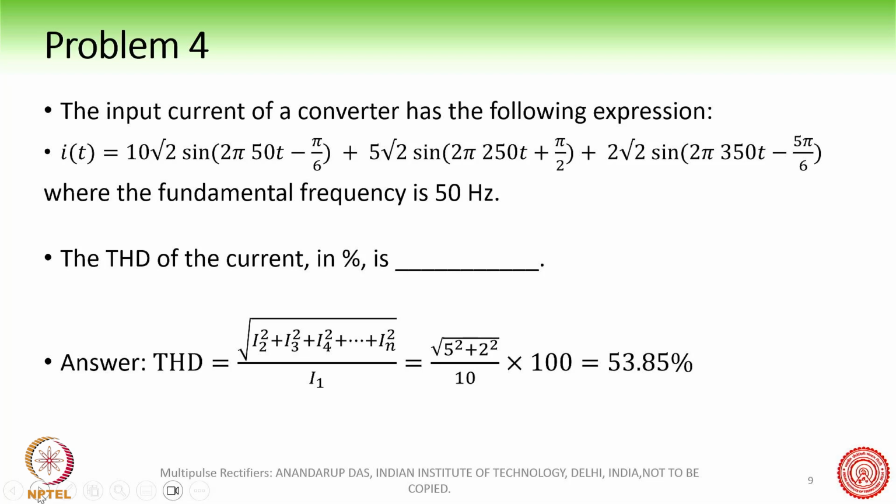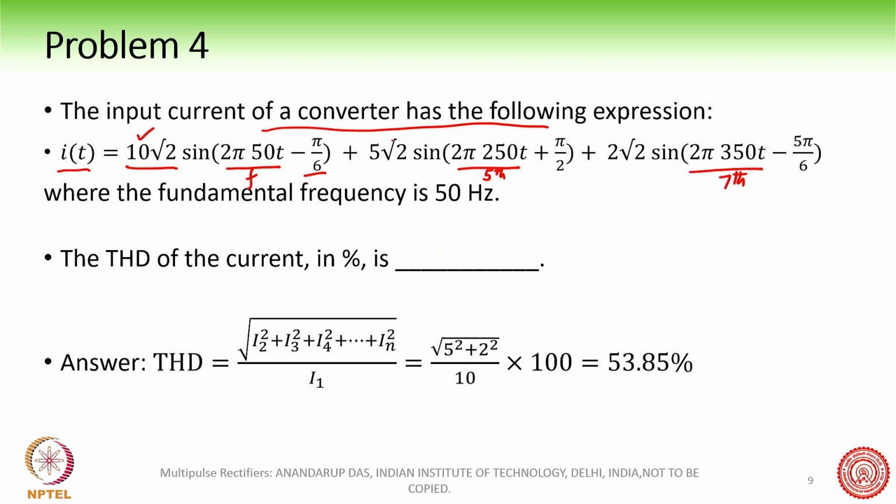Now let me do one more problem. The input current of a waveform has the following expression. It has 10 root 2 as the amplitude, then sin(2 pi ft minus pi by 6), and then there are terms at 2 pi 250t and 2 pi 350t. Which means this is the fundamental, this is the fifth harmonic, and this is the seventh harmonic. Of course, they have certain amplitudes.